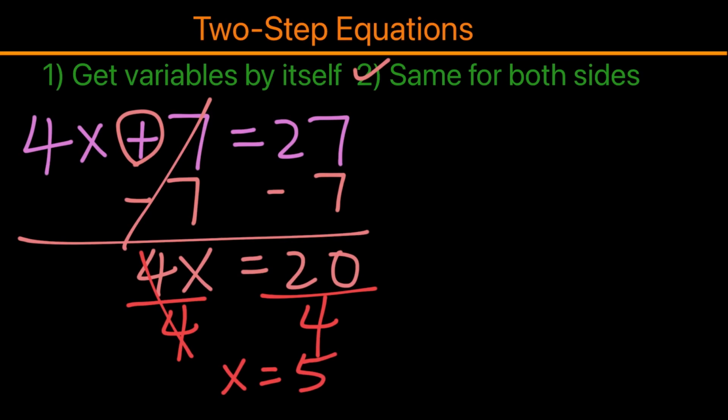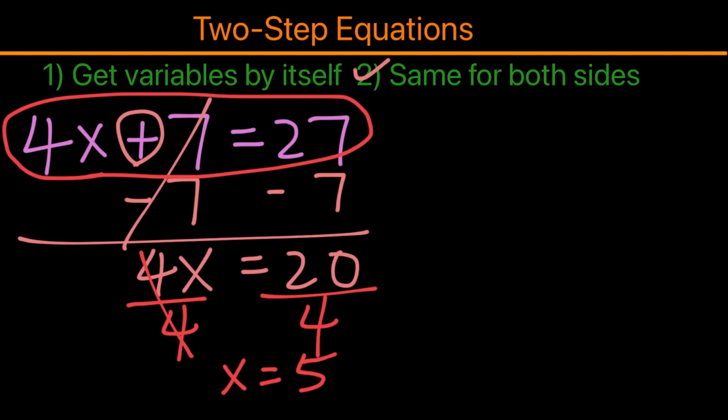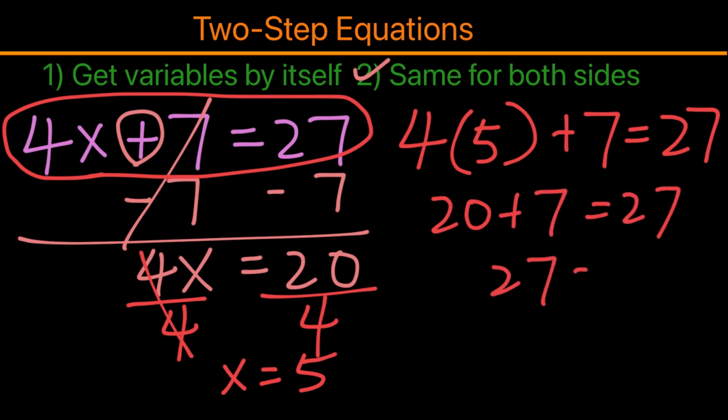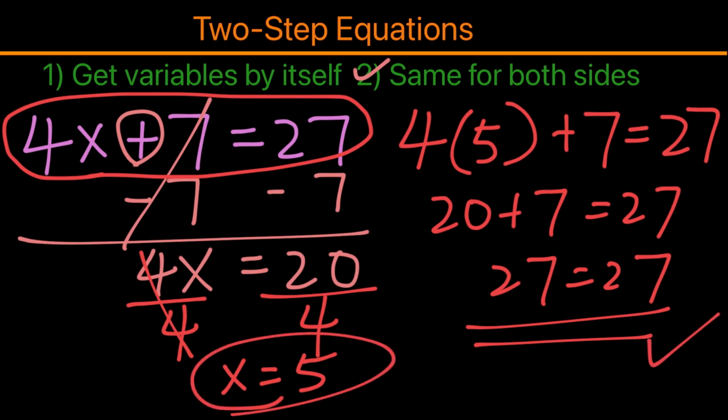And we can plug the x = 5 back into the original equation and see if the answer checks out. So we will have 4 times 5 plus 7 equals 27. And 4 times 5 is 20 plus 7 equals 27. So 27 equals 27 tells us that the answer we got of x = 5 is correct. So that checks out.